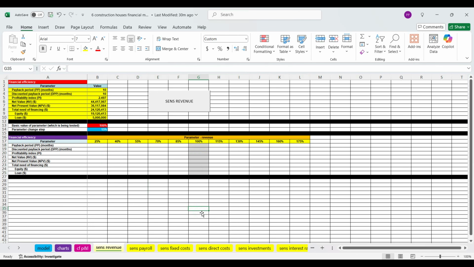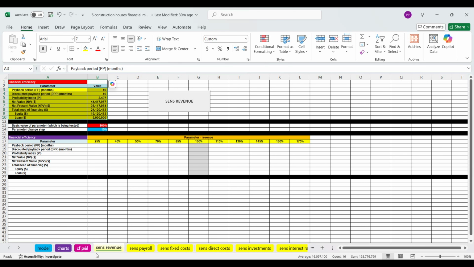So if we are finished with some scenarios and we would like to test how flexible it is, how stable it is, we can play with it. 100% here will be the current values for financial efficiency for this scenario. And then we can increase or decrease.